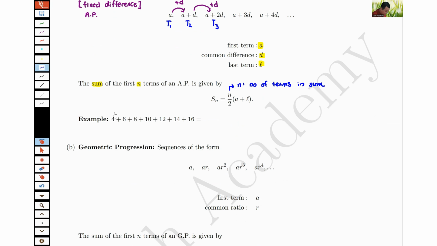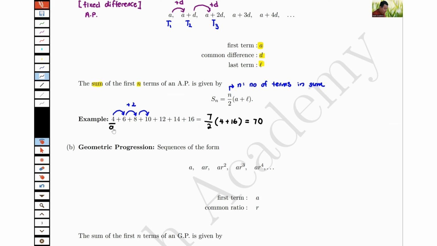In this example here, first we recognize that there is a fixed jump throughout. It's always plus 2 when I go from one term to the next. So this is an AP. AP sum. Let's start with the number of terms. You can count physically that there will be 7 terms. So it's 7 over 2 (A plus L). A is your first term, which is 4. L is the last term, which is 16. So this we will get 70.